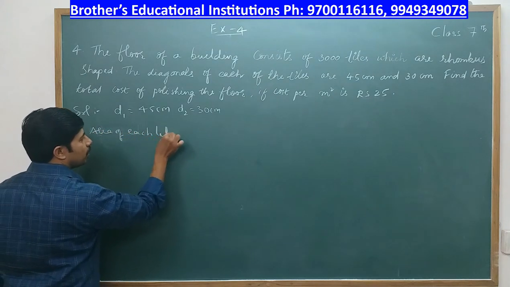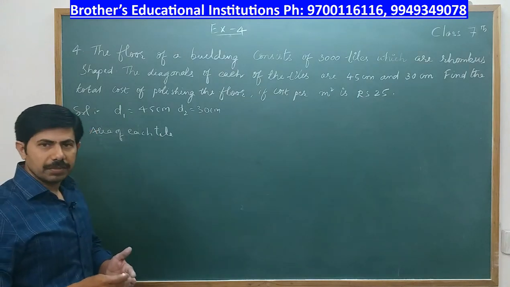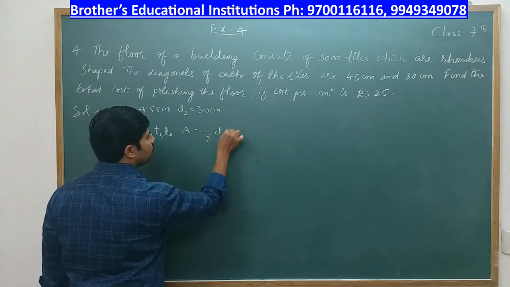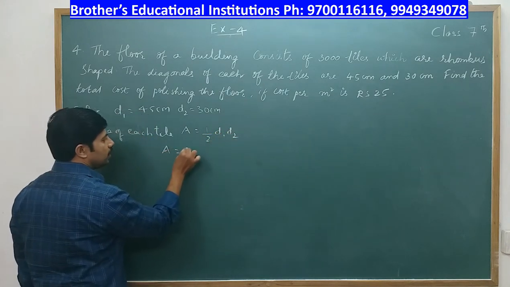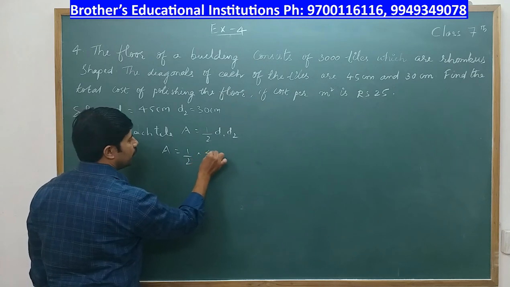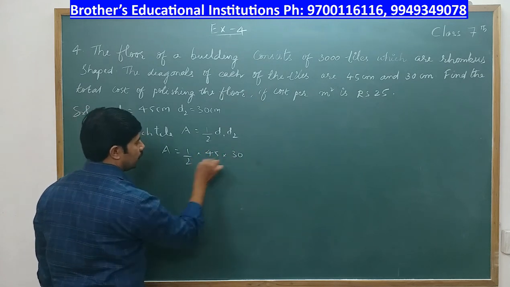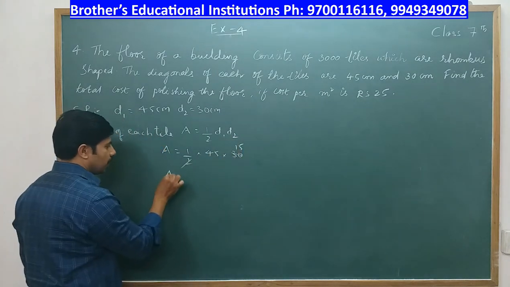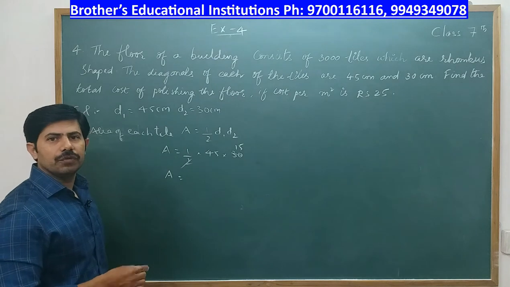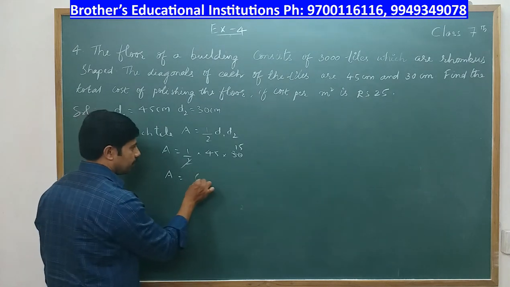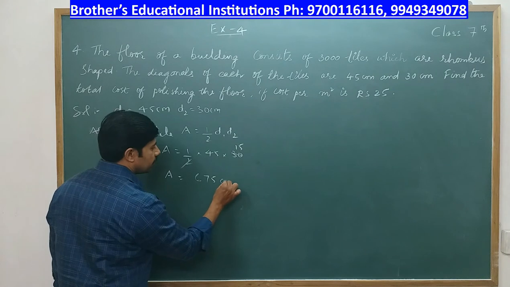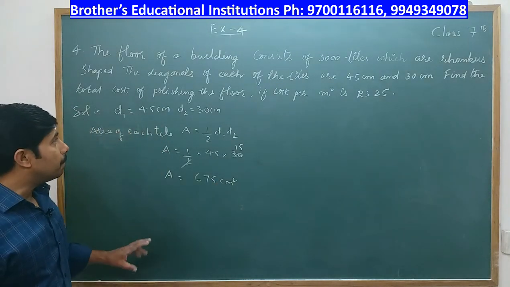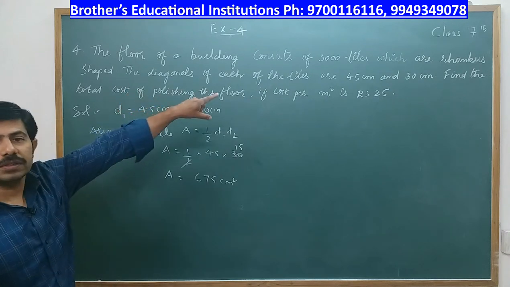So we write the area of each tile. The area of each tile is nothing but the area of a rhombus. So A is equal to half D1 D2. So area is equal to half into 45 into 30. 2 15s are 30. Now we need to calculate this. So A is equal to 45 into 15, which is 675 centimeter square. So we got the area of each tile, but in that building they are using 3000 tiles.